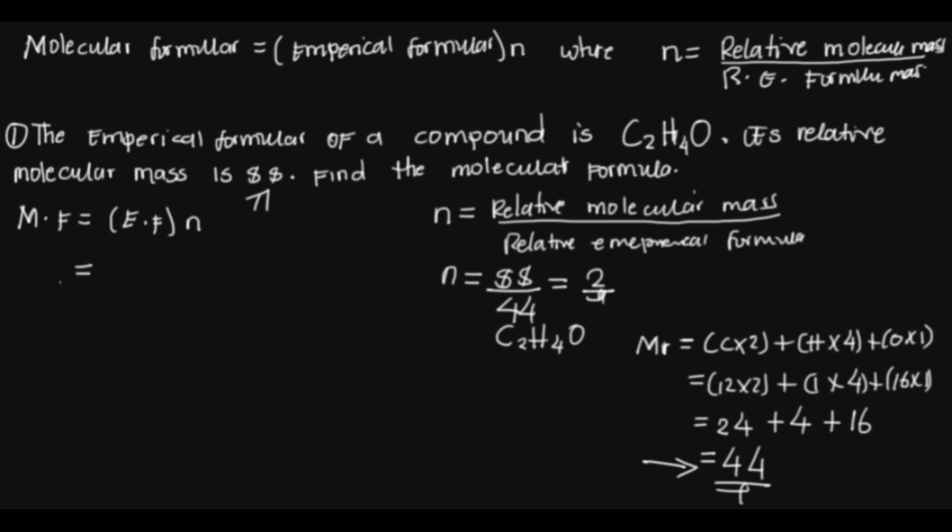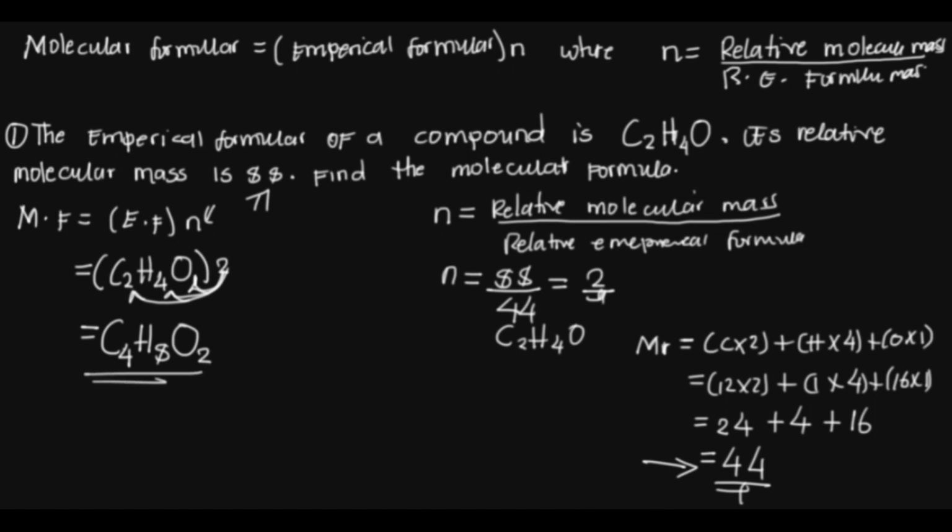So now we go back to our formula. The empirical formula is C2H4O. For oxygen there is only 1 since the number is not shown. Where there is n, we put 2. So this 2 will multiply with the subscripts. We multiply 2 times 2, so we have C4, 4 times 2 is 8, and 2 times 1 is 2. So this is now our molecular formula, C4H8O2.